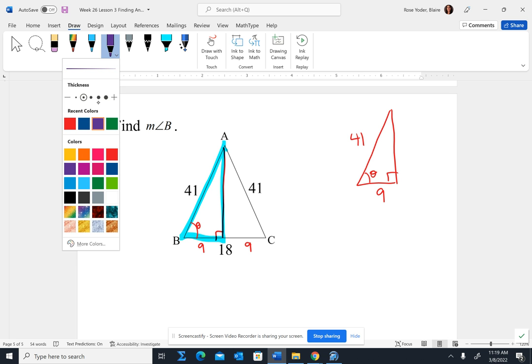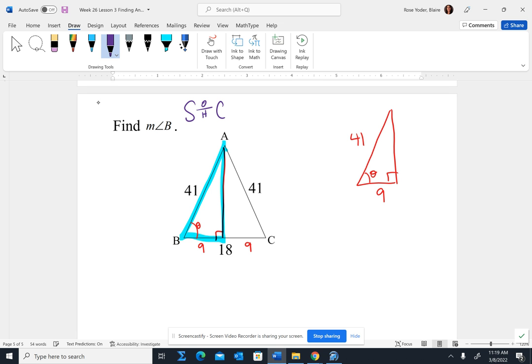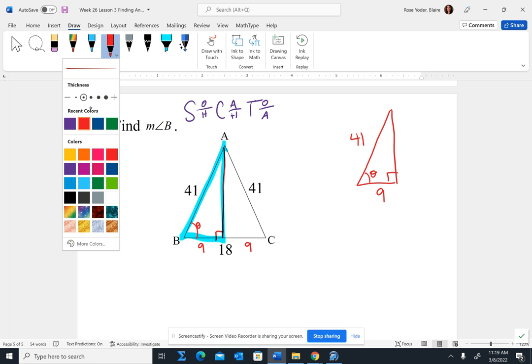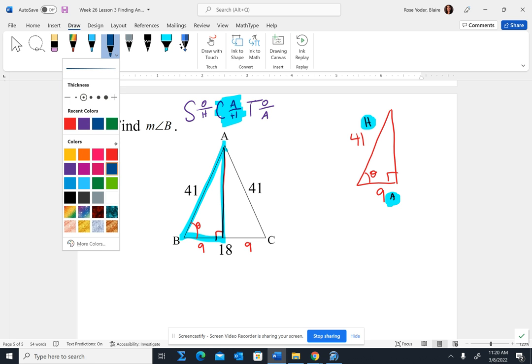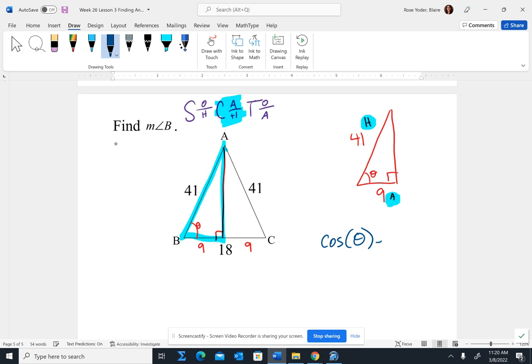So I'm going to write down my SOHCAHTOA. Some old hippie caught another hippie tripping over apples. Let's take a look at where theta is and which sides we know. So do we know the hypotenuse? Yes. Do we know the opposite leg? No. So we must know the adjacent leg. Adjacent, hypotenuse, which one is it? A over H is cosine. Cosine theta equals A over H.